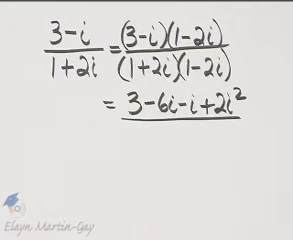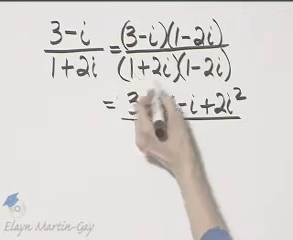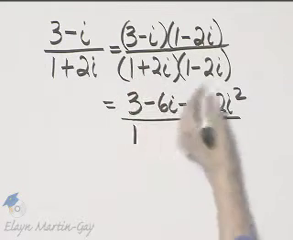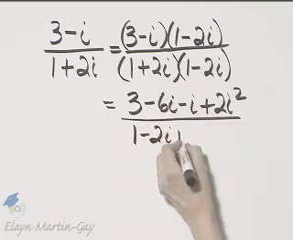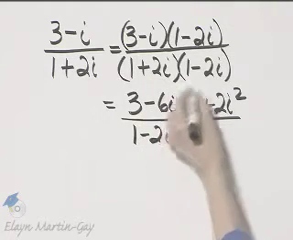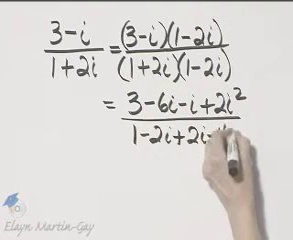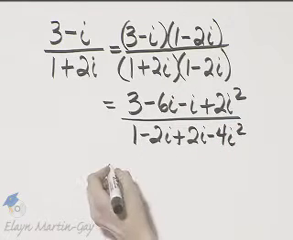All over. Let's see what happens in the denominator. 1 times 1 is 1. Outside product, minus 2i. Inside product, plus 2i. And then last times last, minus 4i squared.